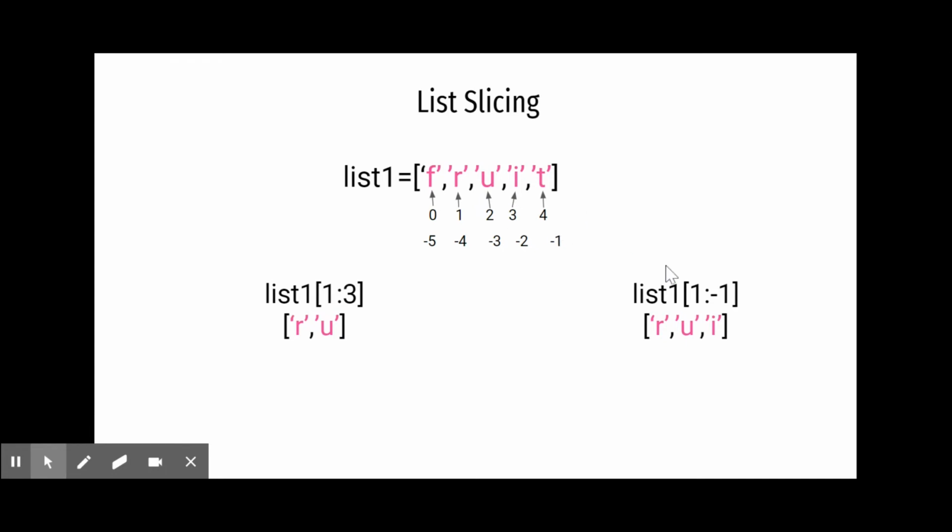Now I can also use backward indexing for list slicing. Now here I've said start from 1. So I go to 1 and I see R and end till -1. So go till -1. -1 is having the letter T. So I'll go till -1, but I won't include this. So then what will I print? I'll say R, I'll say U, I'll say I. So this is list slicing.